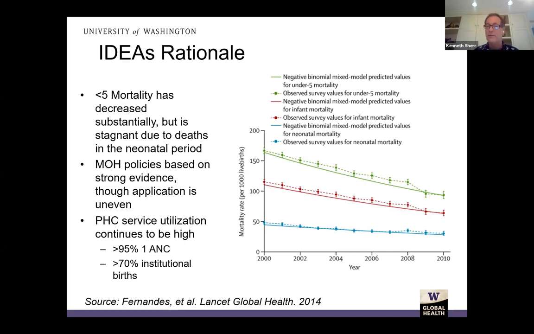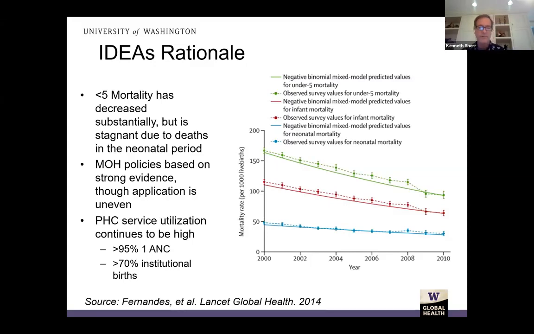Now, the Ministry of Health of Mozambique, like many large healthcare systems in resource-constrained countries, has very strong policies and guidelines that are based on strong evidence around what works. But the application of these evidence-based interventions or these guidelines is uneven across the country and across time. And fundamentally, primary healthcare service utilization continues to be quite high, with over 95% of women having at least one antenatal care consult, over 70% of women having institutional deliveries.